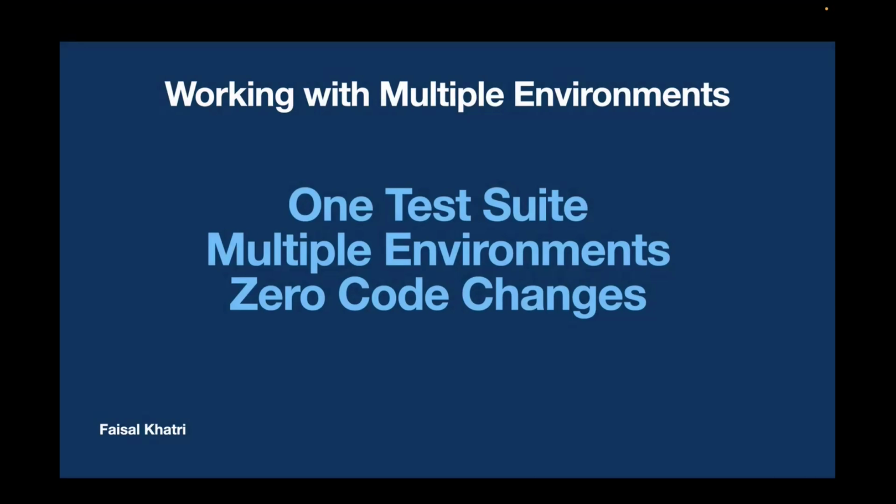Have you ever wondered how large automation projects run the same Playwright test against dev, QA, and pre-prod environments without modifying a single line of test code? Or maybe you have been changing the application URL manually before every execution and thought, there has to be a better way. In this video, I'll show you exactly how to configure multiple environments in Playwright TypeScript using two common approaches that are used in real-world automation frameworks.